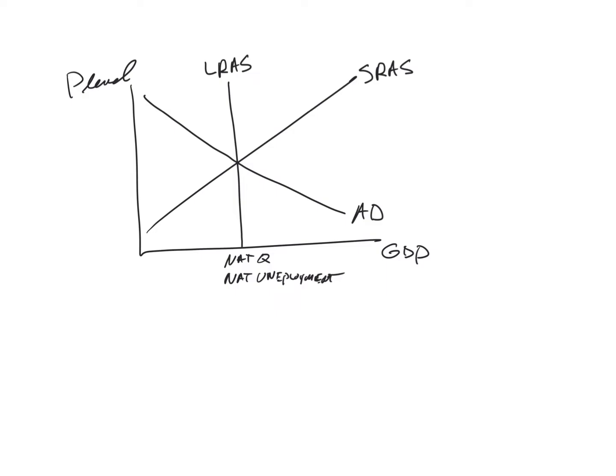Okay, so here we are, equilibrium. There's our equilibrium price level. And we're at the natural rate of output. That's the long-run sustainable GDP. And we're also at our natural rate of unemployment. Okay, so here's our components of aggregate demand.